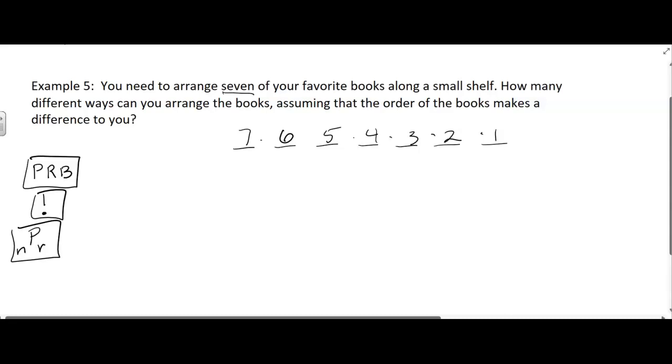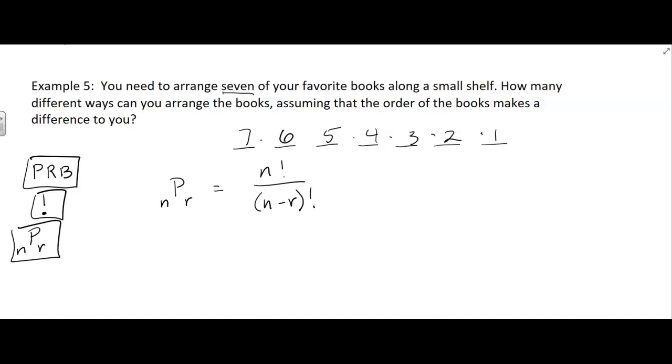Okay, but now we're going to go back and do the formula. So the formula says if you're taking the permutation of n things taken r at a time, that equals n factorial over n minus r factorial. So we'll show you how this is written out. We're doing a permutation because order matters. It tells us that. The order of the books makes a difference.